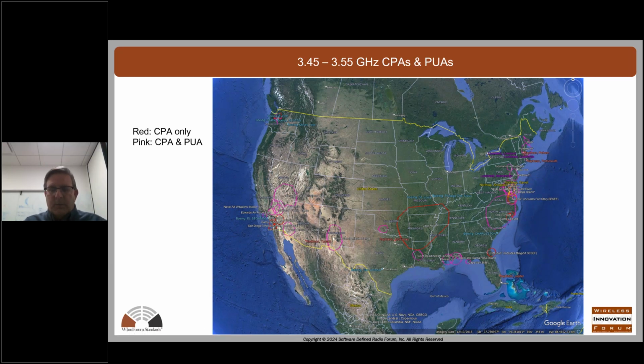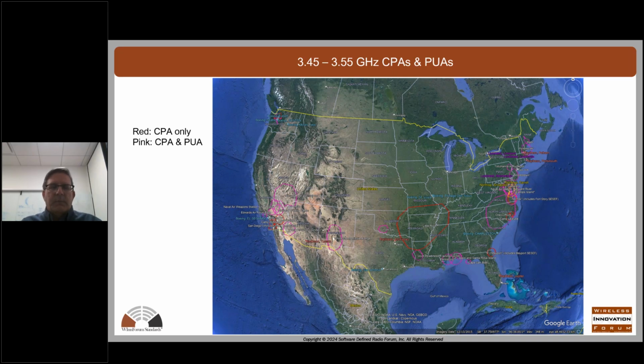I'm not a 3.45 gigahertz service licensee, so I can't give you a lot of inside scoop on how things are going. But my understanding is it's going along, but the process is still being worked out, and it's been a couple of years since the auction. So we're still shaking out. But if you're outside any of these CPAs or PUAs and you're a 3.45 gigahertz service licensee, there's no restriction on your deployments and operation. It's only if you're inside these CPAs or PUAs that you've got to work through this coordination process.